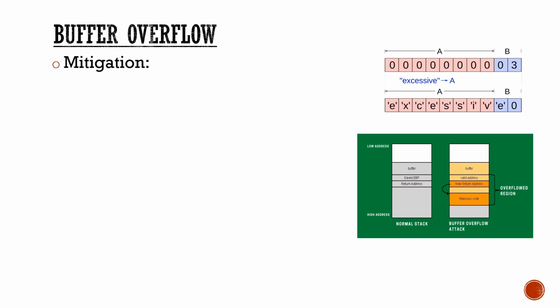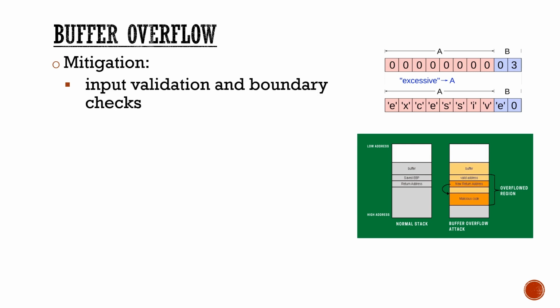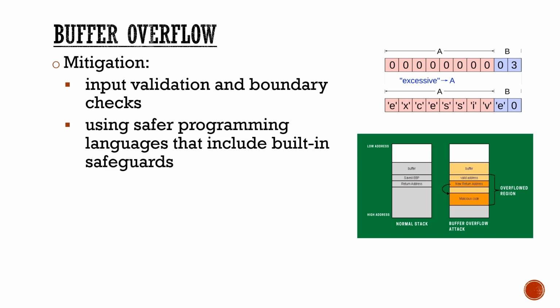So to prevent buffer overflow vulnerabilities, developers should follow secure coding practices such as input validation and boundary checks when handling user inputs or external data, then using safer programming languages that include built-in safeguards against buffer overflow, such as Rust, Go, or Python, which can help mitigate this type of vulnerability.